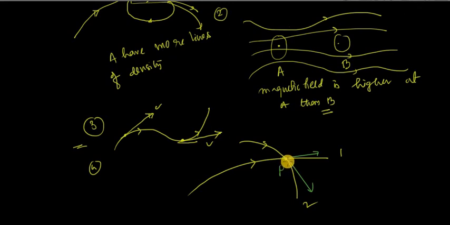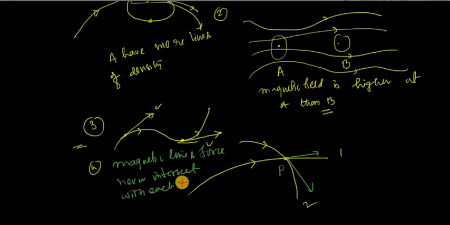So from this understanding you can easily conclude that magnetic lines of force never intersect each other. This is a very important conclusion.